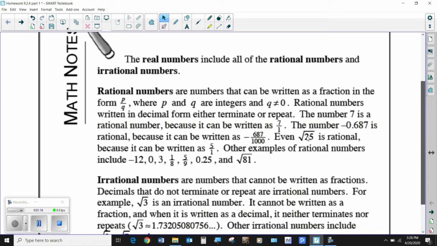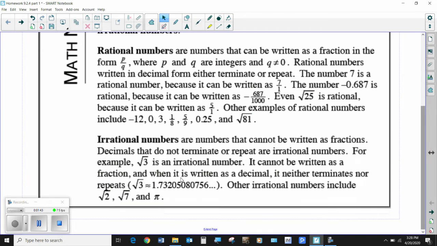If you were to convert the square root of 25, what do you multiply times itself to give you 25 for an answer? It's 5, and since 5 can be written as 5 over 1, it is a rational number. So all of those are examples of rational numbers, whether they're in fraction form, in decimal form, or written as a radical expression that could be simplified into a fraction with integers in the numerator and denominator.